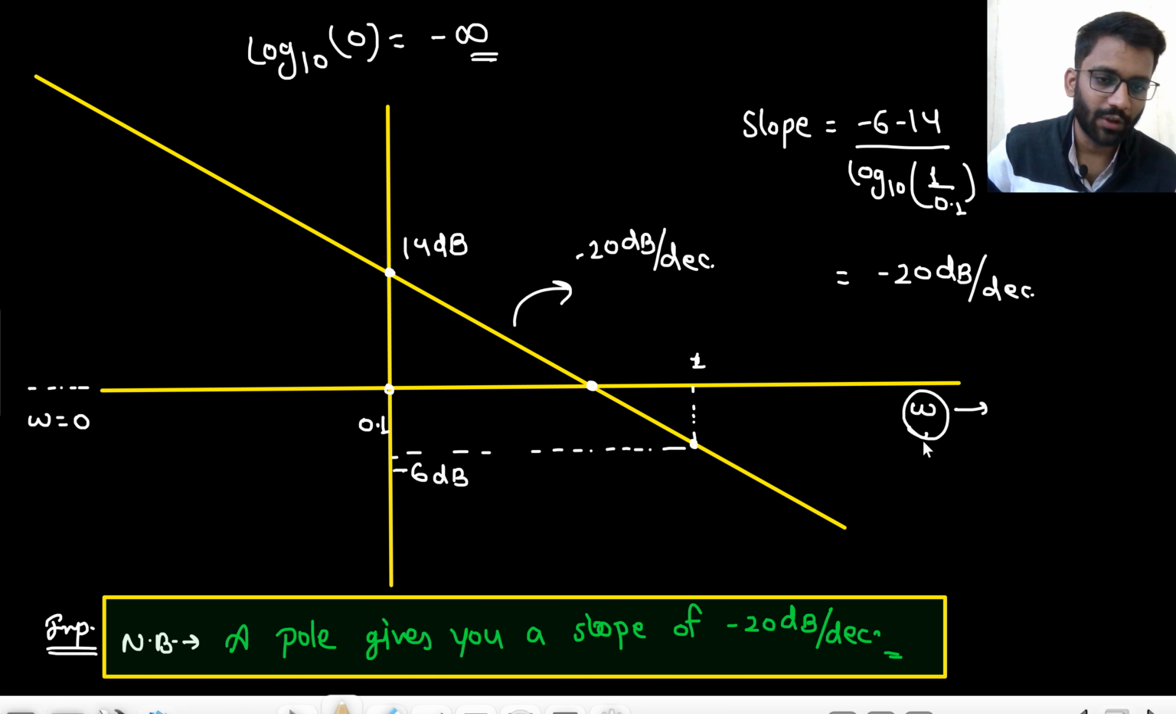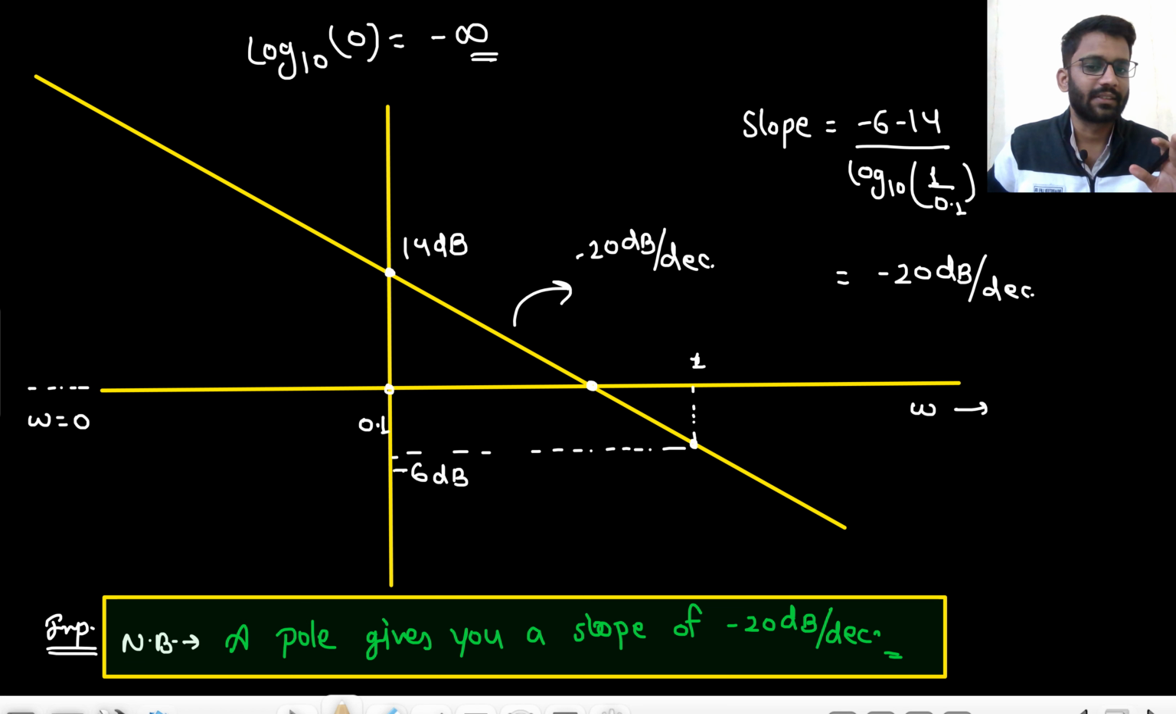And what values are we putting on the x-axis? We are putting the values of omega on the x-axis. So this will be omega goes to 0. This won't be omega goes to minus infinity. We are going from omega goes to 0 to infinity. That's it. Negative value of omega is not even there. Are you getting my point?